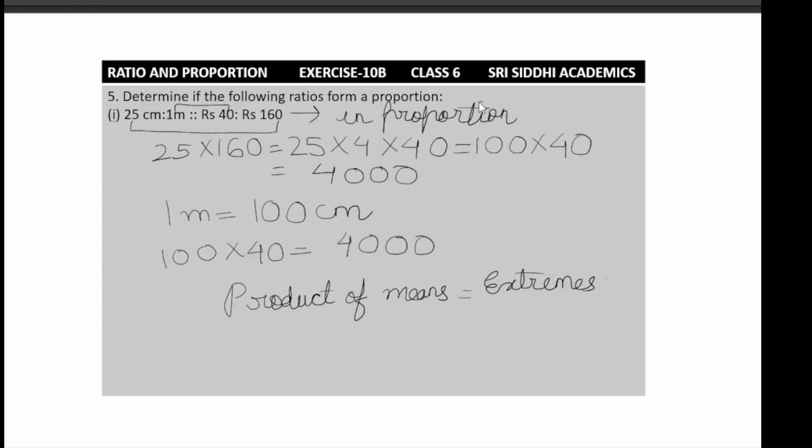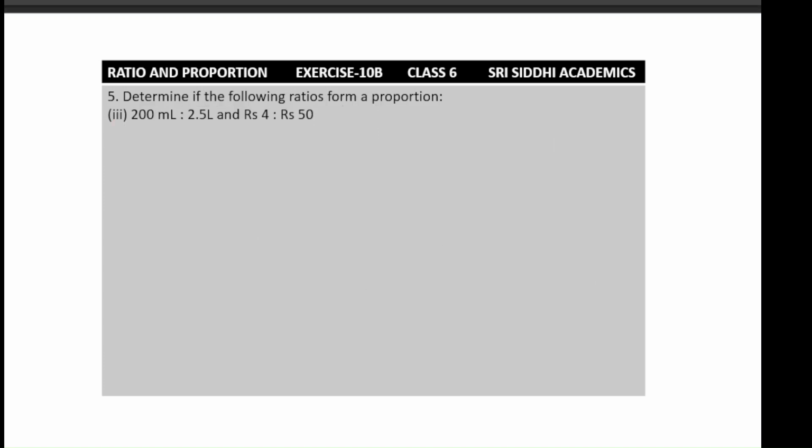Okay, so let's move to the next question. Here in question number 5, part 3 question I have taken. Here also the same thing has happened. Both the units on the left hand side, both these ratios, but this particular ratio, the units are different. So here I'll change this liter to milliliter. So first let me do product of extremes, 200 multiplied by 50.